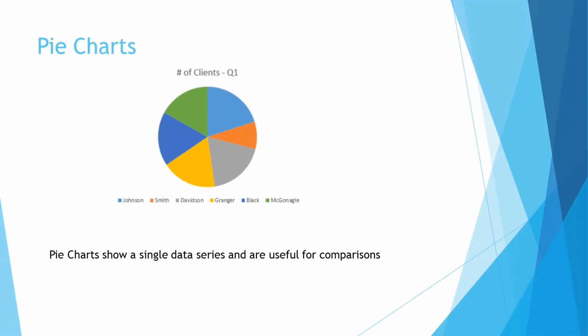Pie charts are really handy if you've got just one series of data and you want to compare something to something else. Here you're comparing something to do with a bunch of clients maybe. It might be sales figures for a certain period of time, but you can easily see that Mr. Smith has got a smaller amount of the pie than Mr. Johnson.